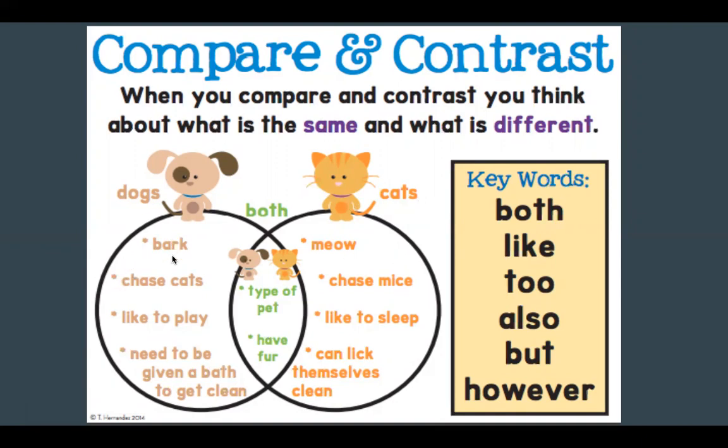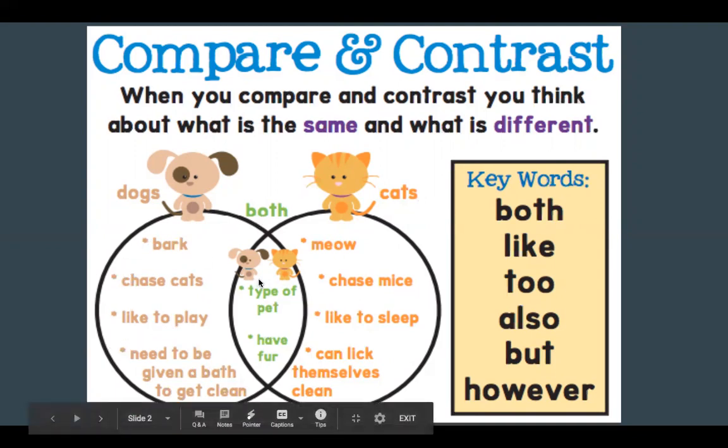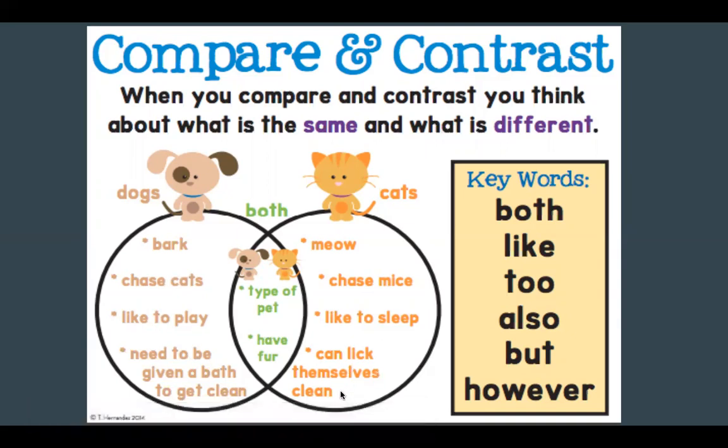So dogs and cats. Dogs bark, cats meow. Dogs chase cats, and cats chase mice. Dogs like to play, cats like to sleep. Dogs need to be given a bath to get clean, and cats can lick themselves clean. So those are all ways that dogs and cats are different.